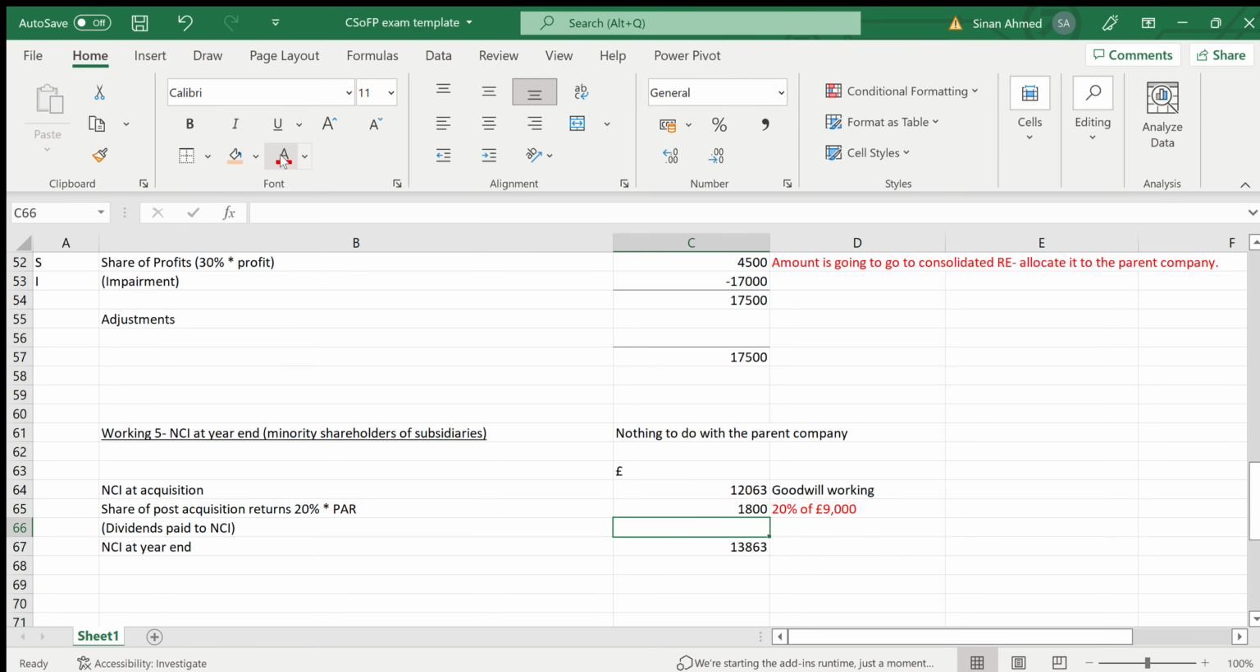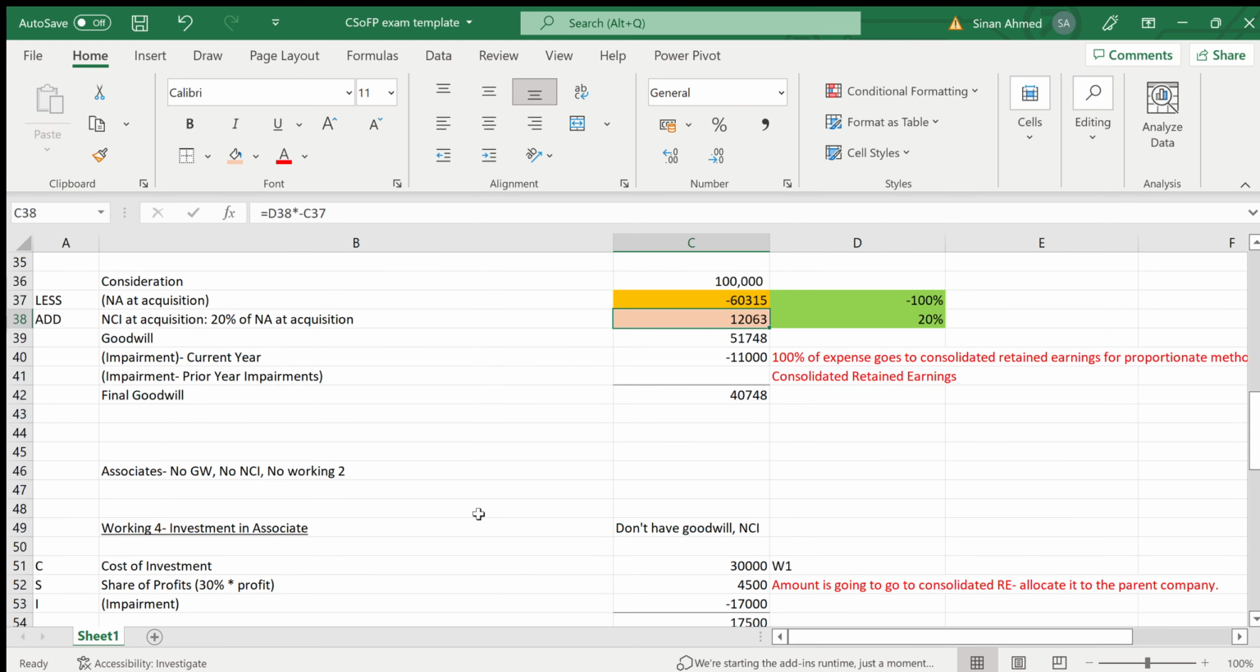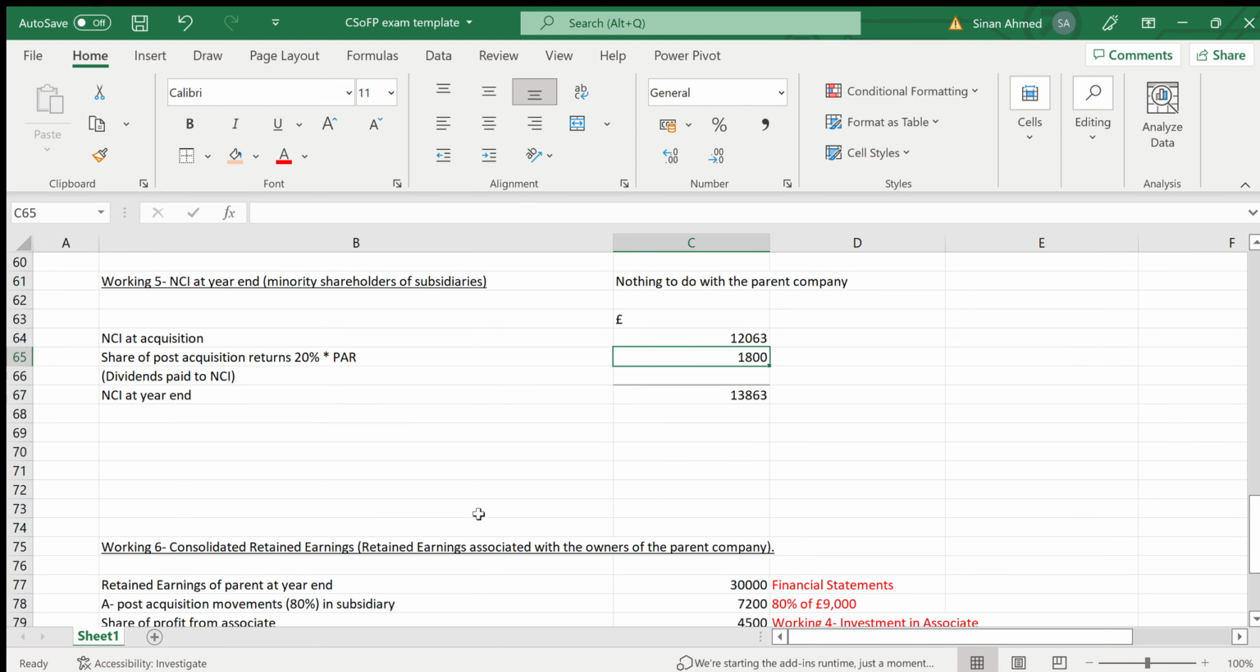So next we have our NCI at year end. So these are the minority shareholders of subsidiaries, and they're nothing to do with the parent company, okay? They own part of the subsidiaries. So NCI acquisition we start off with first, and where does that come from? That comes from our Goodwill working, which we've already done. Okay, so actually we're feeding in information we've already done to help us complete the question.